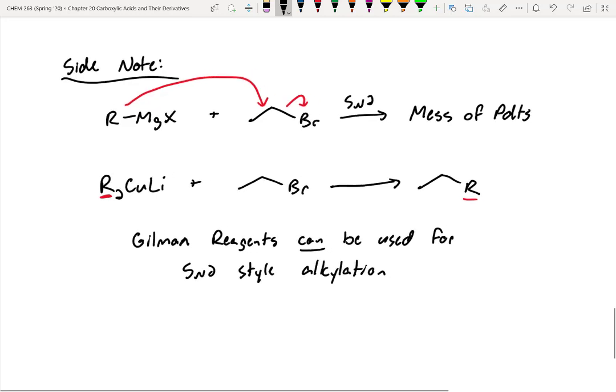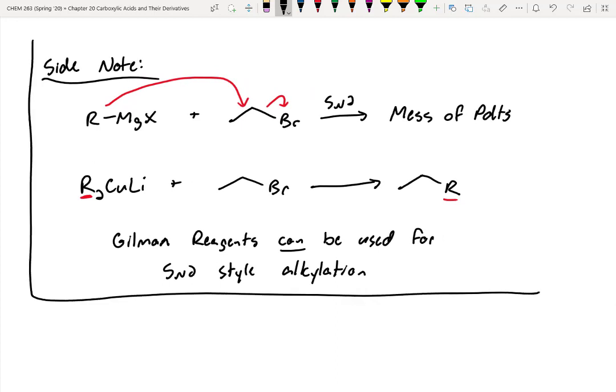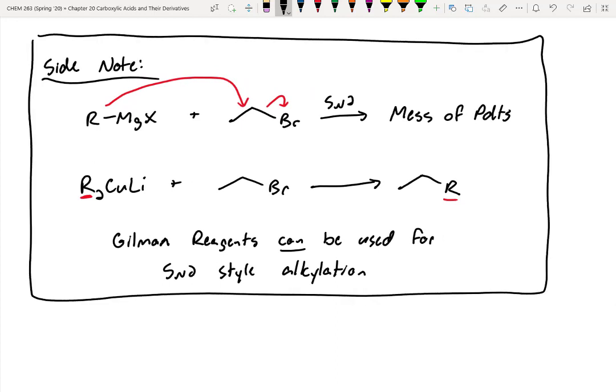So even though this isn't directly related to the carbonyl chemistry we're covering now, it is a useful synthetic trick as we start doing synthetic problems later on. All right, so that's where we're going to stop now. When we come back, what we're going to do is we're going to look at anhydrides.